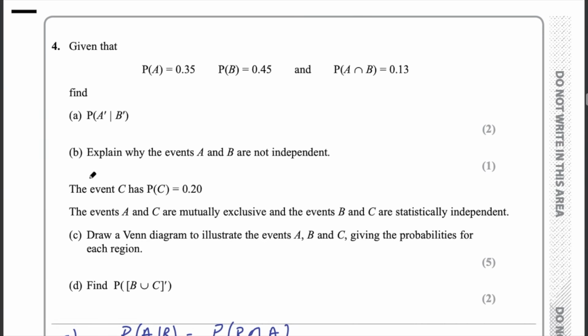Okay, question 4 goes on. It says the event C has a probability equal to 0.2. The events A and C are mutually exclusive, and the events B and C are statistically independent. Part C says draw a Venn diagram to illustrate the events A, B, and C, giving probabilities for each region. Okay, so we need to draw a Venn diagram, and we need to know what these mean: mutually exclusive and statistically independent. So mutually exclusive means that A and C cannot happen together, so there's no probability of A intersect C. And statistically independent just means they're independent, basically. So probability of C happening does not affect B happening, and vice versa.